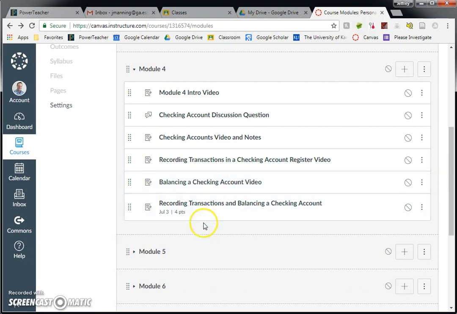All right, and then the only formative for this particular module is down here at the bottom. I'm going to ask you guys to attempt to record transactions and balance a checking account on your own. And you're going to be doing this using Google Sheets, and I have some documents already set up for you.